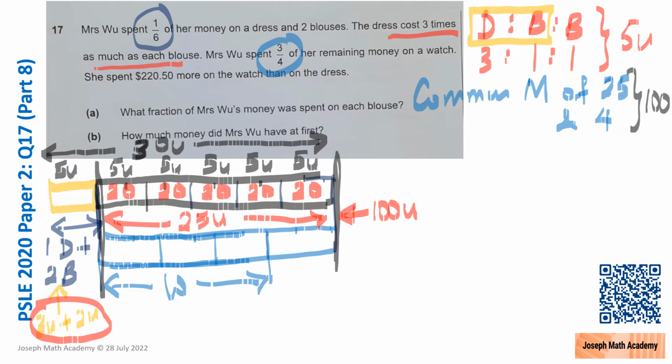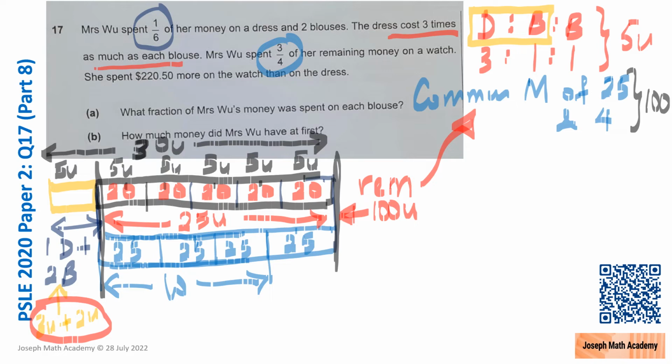Right? So the remainder must be 100 units after the common multiple idea. Okay? So 100 units for the remainder, the one that is in the black bar and the blue bar, we have to have the same treatment. Right? So this must be 25 units, 25 units, 25 units, and this is 25 units.